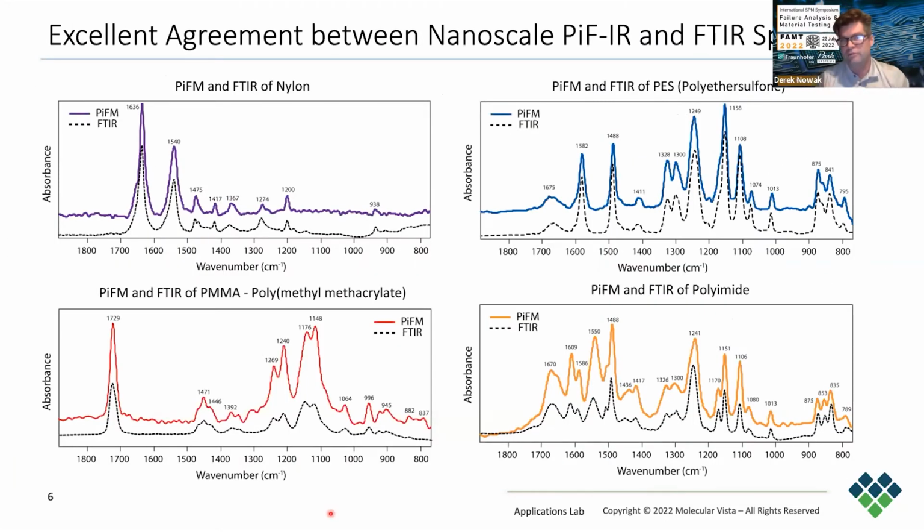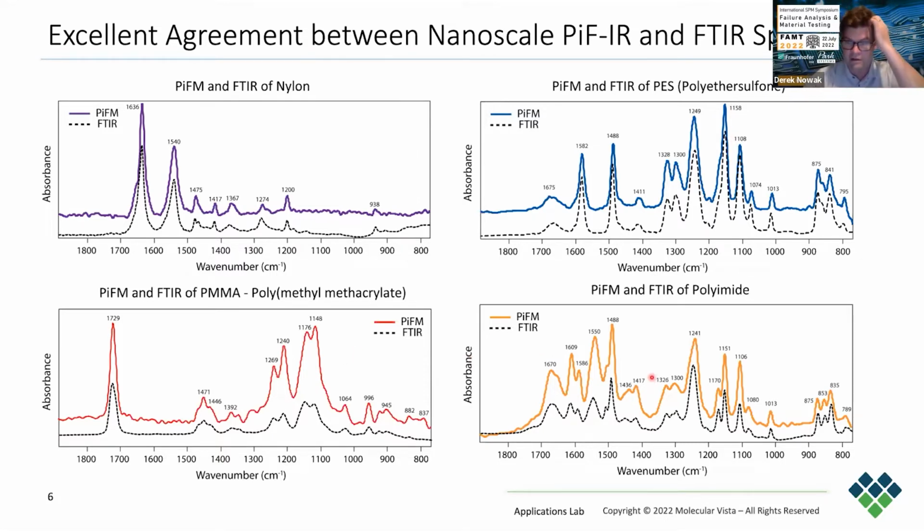So how does this agree with FTIR? I mean, why do we even want to use FTIR? Well, it's the gold standard, right? We have this library of hundreds of thousands of different materials where there are known FTIR spectra for them. And now we can take PiFM and see how that correlates with these known types of materials. So here we just show four maybe commonly used ones to demonstrate that comparison. But we're looking at nylon, polyether sulfone, PES, PMMA, and polyimide.